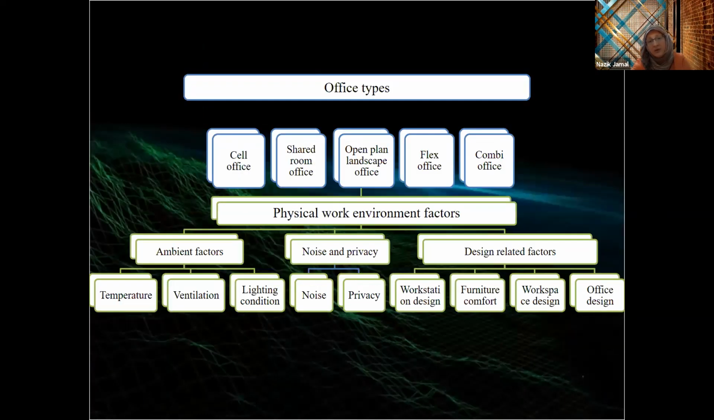So we have five types of office, and for the physical work environment factor, we have three factors: ambient factor, noise and privacy, and design-related factor. Each factor is divided into sub-factors. We have three sub-factors for the ambient factor: temperature, ventilation, and lighting condition, and two for noise and privacy, which are noise and privacy. And finally, the design-related factor was subdivided into four factors: workstation design, furniture comfort, workspace design, and office design.